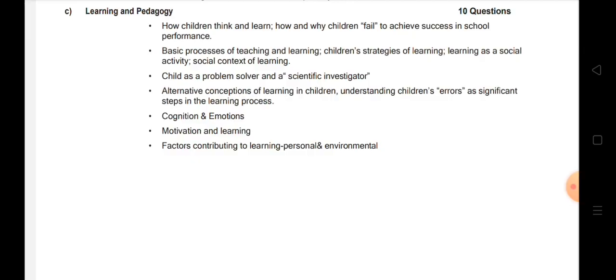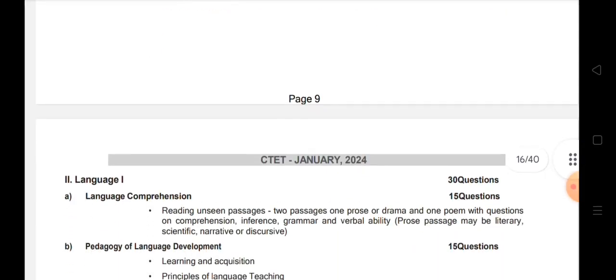Then motivation and learning. So what is motivation? See, we all as teachers have done lesson planning, right? When we were doing our D.El.Ed and B.Ed, we were doing that, right? So I hope you all know what motivation means. Motivation means before starting the class, we should be able to motivate the learners so that they are excited, enthusiastic, encouraged, and ready to accept what we are going to deliver in the form of teaching. Now, factors contributing to learning, personal and environmental. There are different types of factors which contribute to personal as well as environmental learning. So this is all about CDP.